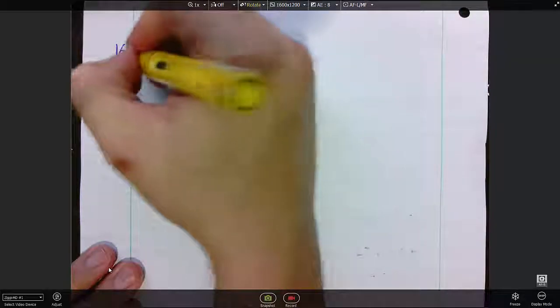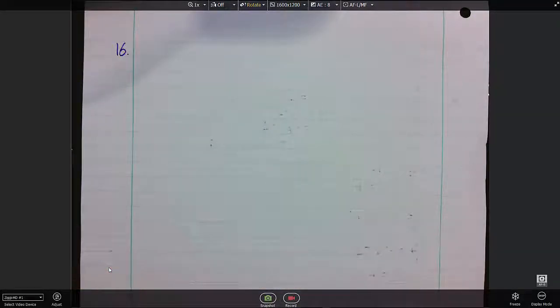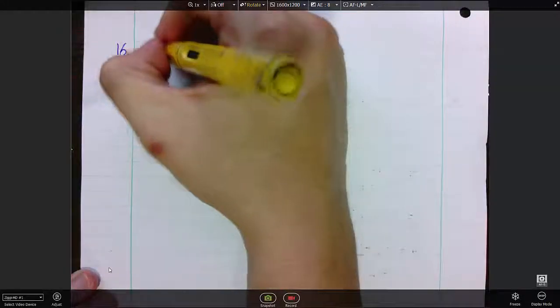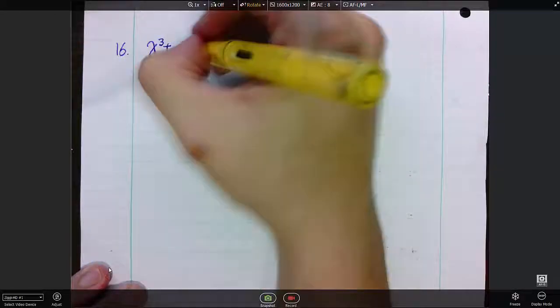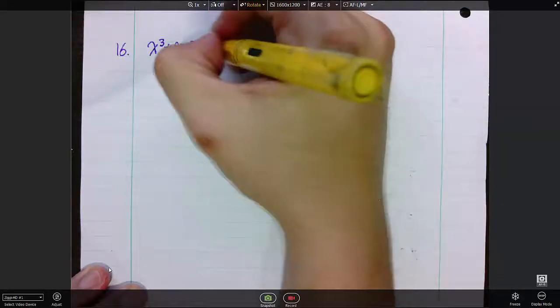And the final one that I want to show you for this subtopic is question 16. Question 16 works like this. Find the gradient of the tangent to the curve at the point (1, 2). This one is slightly different: we have x cubed plus xy squared equals 5.